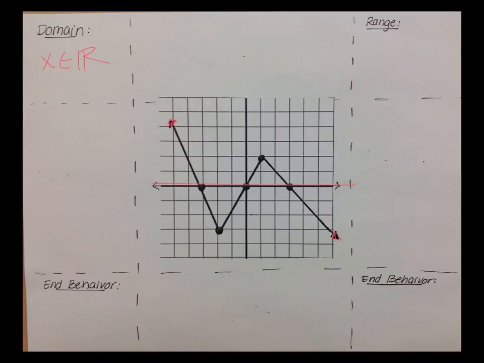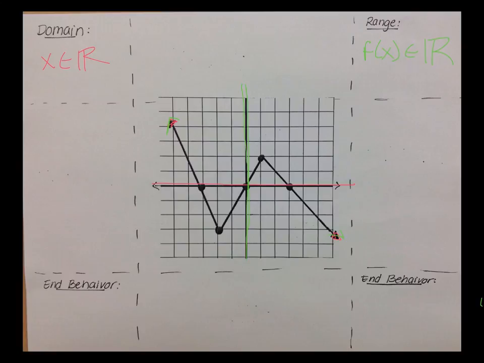Then we switch over to range, which is the set of all f of x values, which is our y-axis. And so we can see, again, since the function's heading off in both directions, that all f of x values are going to be covered by this function. So our range is also all real numbers.